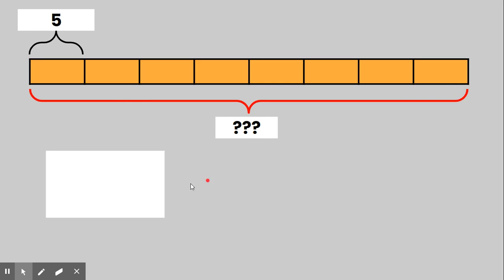So how could we figure out what the whole value of this bar model is? Well, if we know one part is 5, and we know all of these other parts are also 5, we could add 5 plus 5 plus 5 plus 5 plus 5 plus 5 plus 5 plus 5, or we could multiply and find the product.